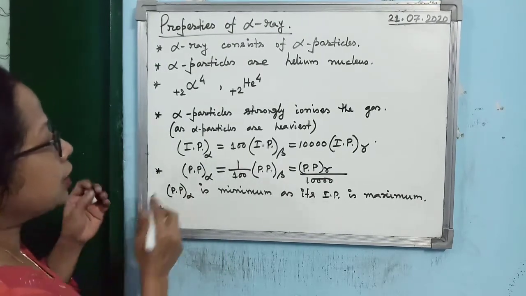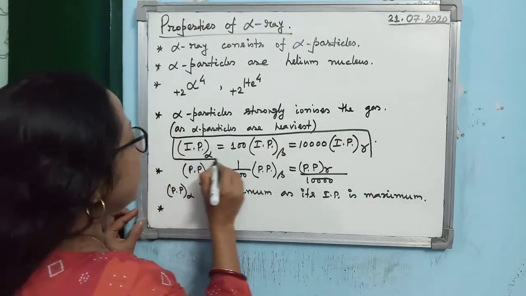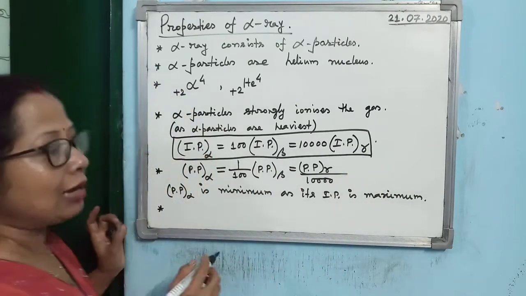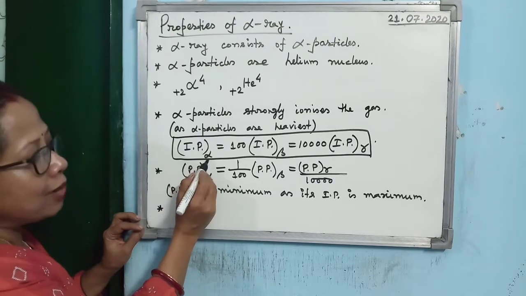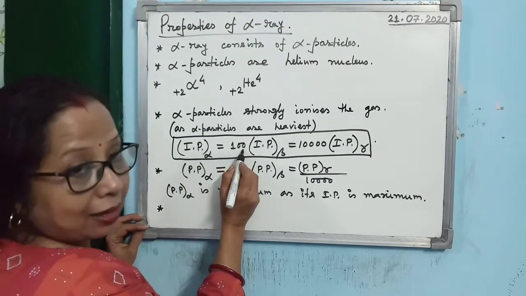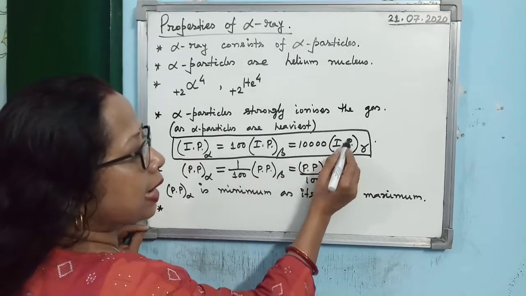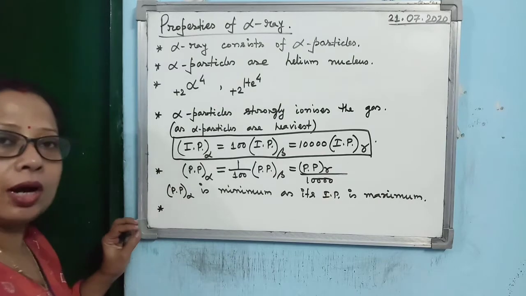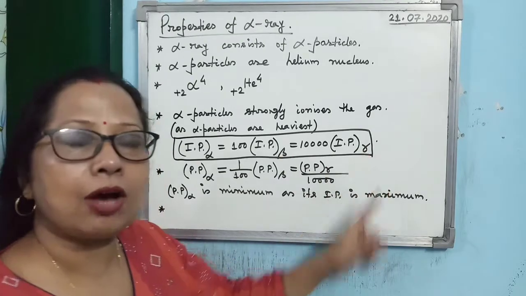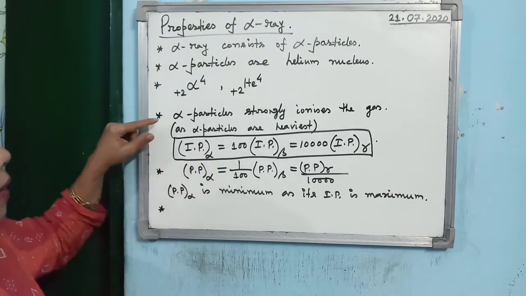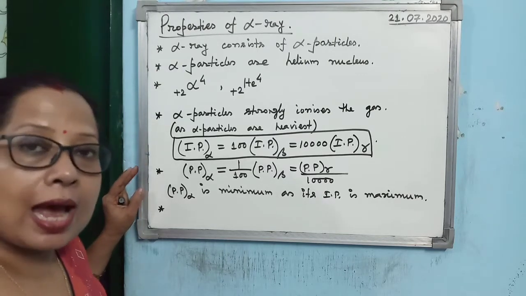So, this is the relation if you remember, and if you write it, then the examiner will come to know that you know about the ionization power of alpha. Ionization power, IP, of alpha particle is 100 times the ionization power of beta particle and 10,000 times the ionization power of gamma radiation. So remember, point-wise I have written the important points in the properties of alpha ray.